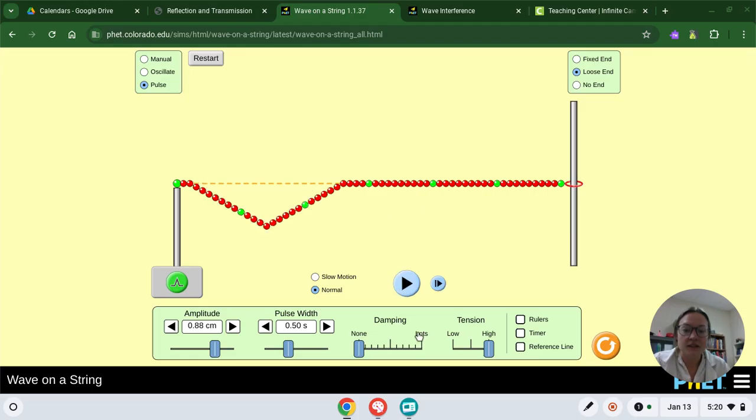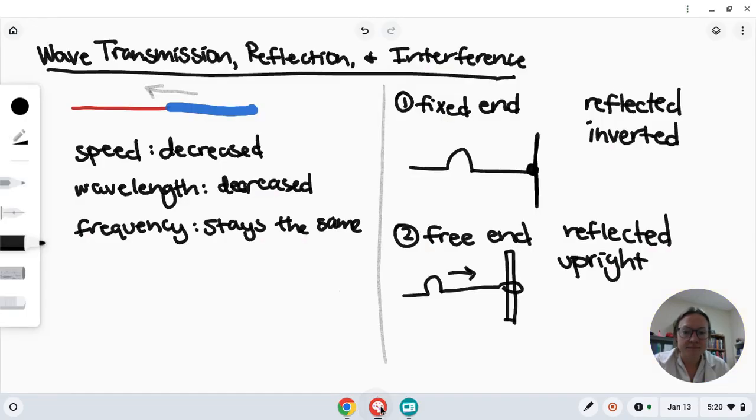So here's what you should be able to see is that anytime you have a fixed end, the wave gets reflected upside down. Anytime you have a free end, the wave gets reflected upright. That's a little bit about wave transmission and wave reflection. Next, let's talk about wave interference.